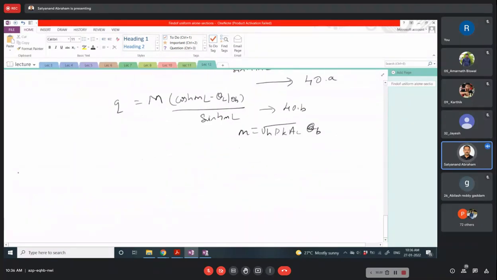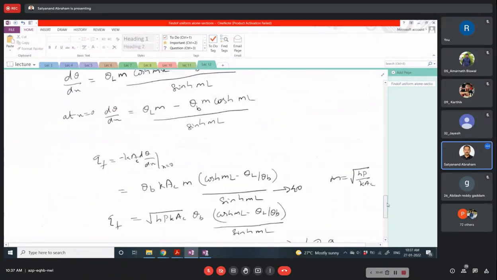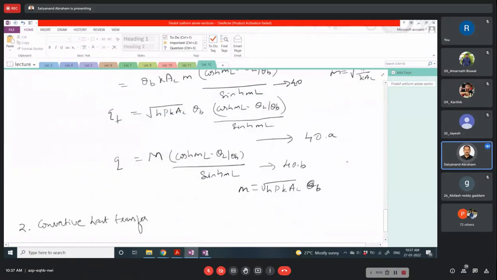Now we are going to see the next one, which is again a common one, the convective heat transfer. Whatever we said, we will consider over here. Again, what I am saying is, over here, we calculated by taking into account the heat transfer to the base.